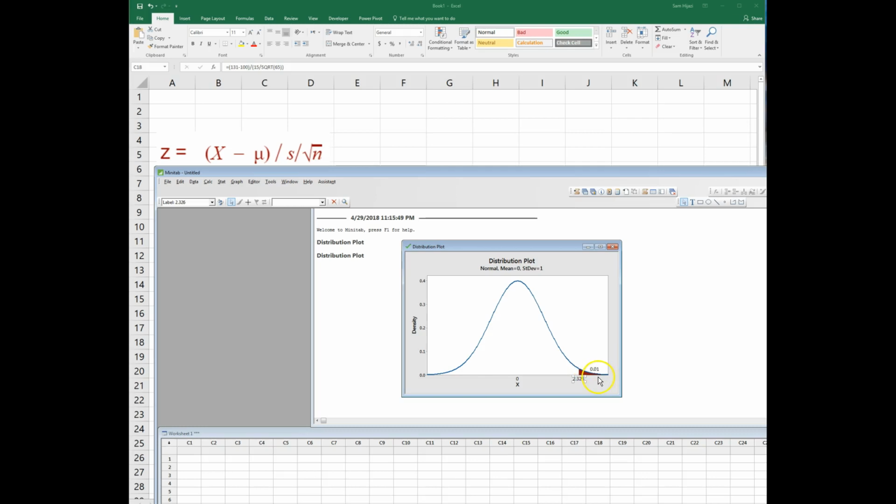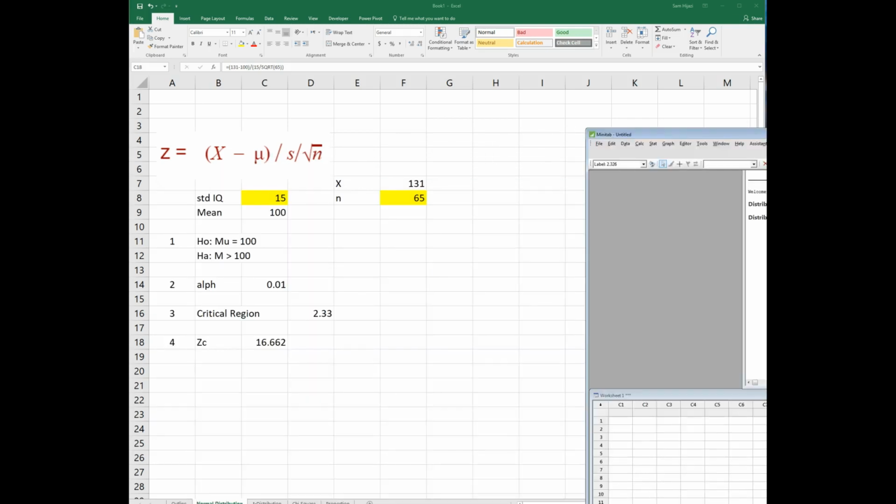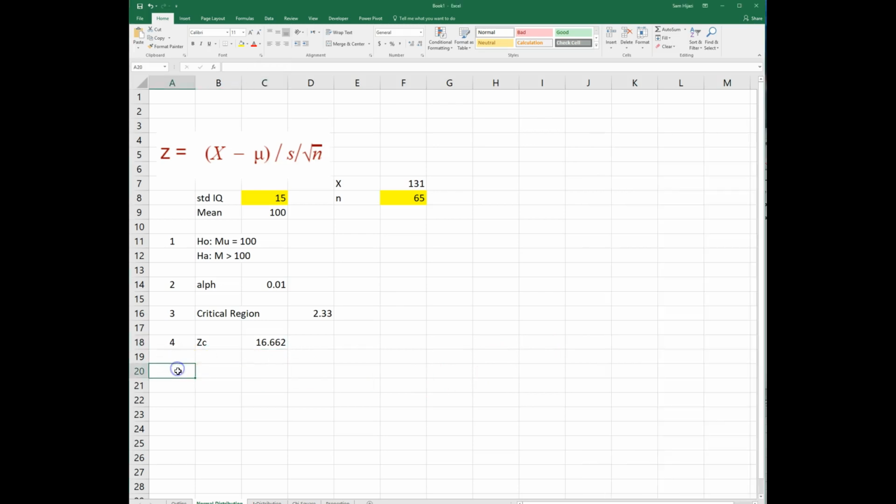Whoa, this is a very huge value compared to what I have. This is actually going toward infinity. I need anything bigger than 2.326 or 2.33, and I got 16 point something. So it definitely falls in the rejection area. As a result, we should strongly reject the null hypothesis that the mean is equal to 100 for that sample of this professor. So he's telling the truth after all. That's what I want to see, to get that clear.